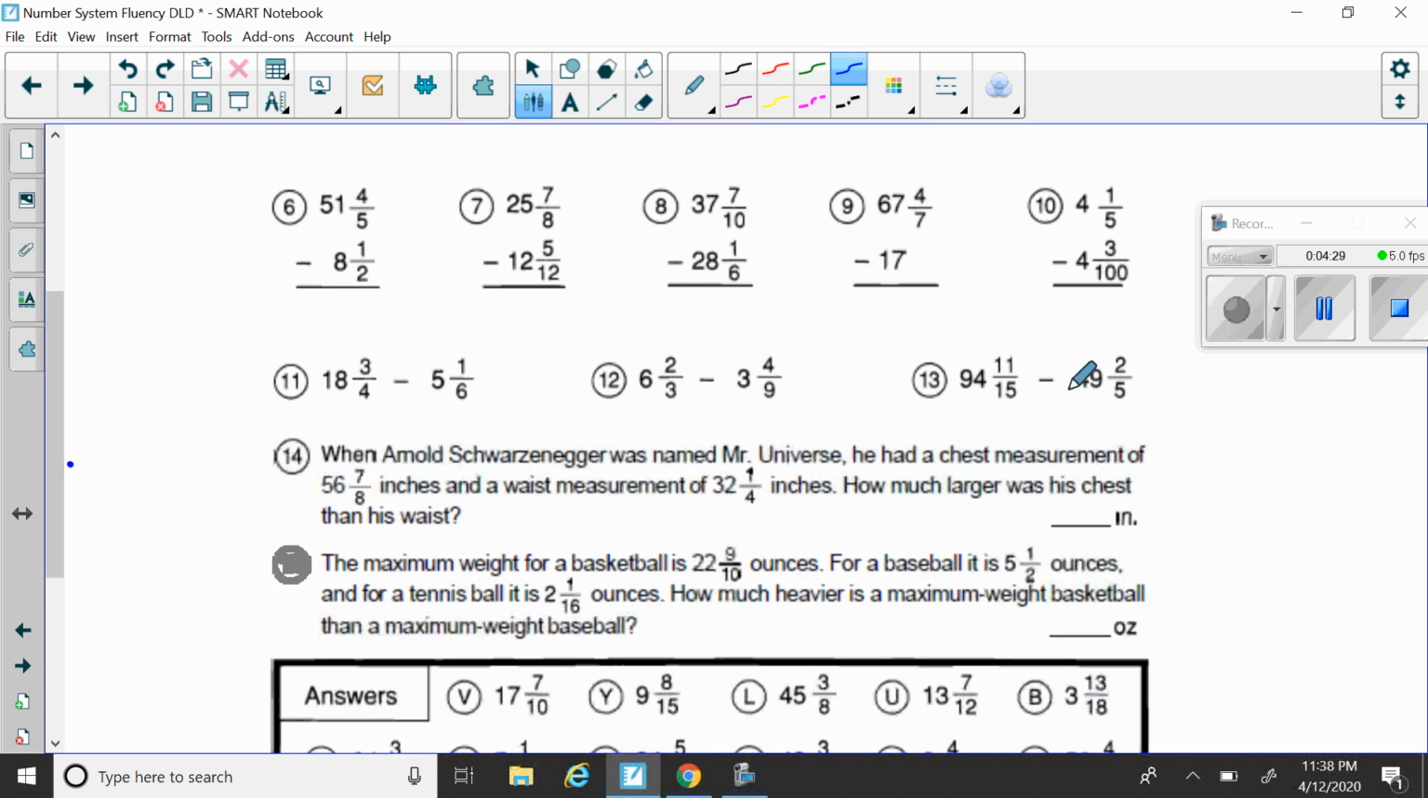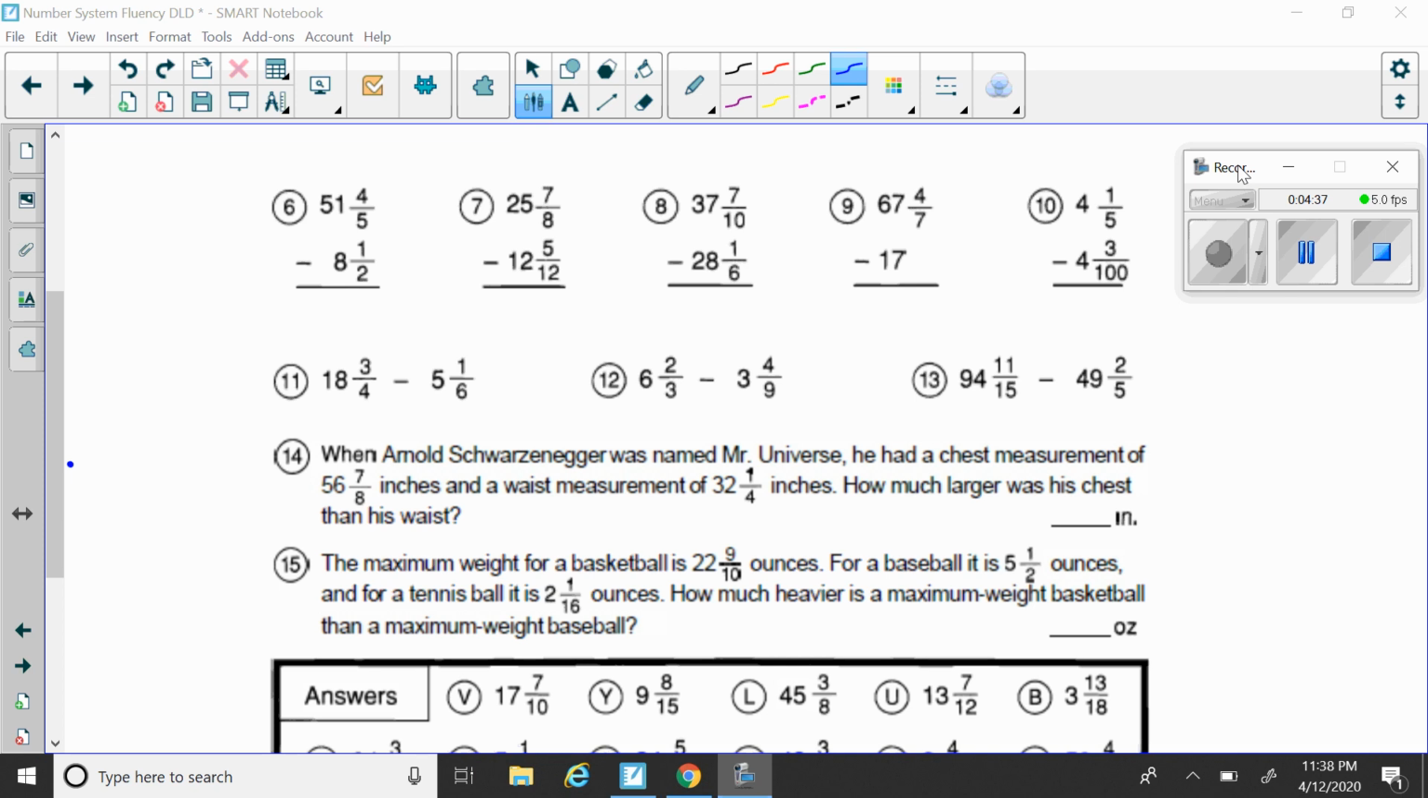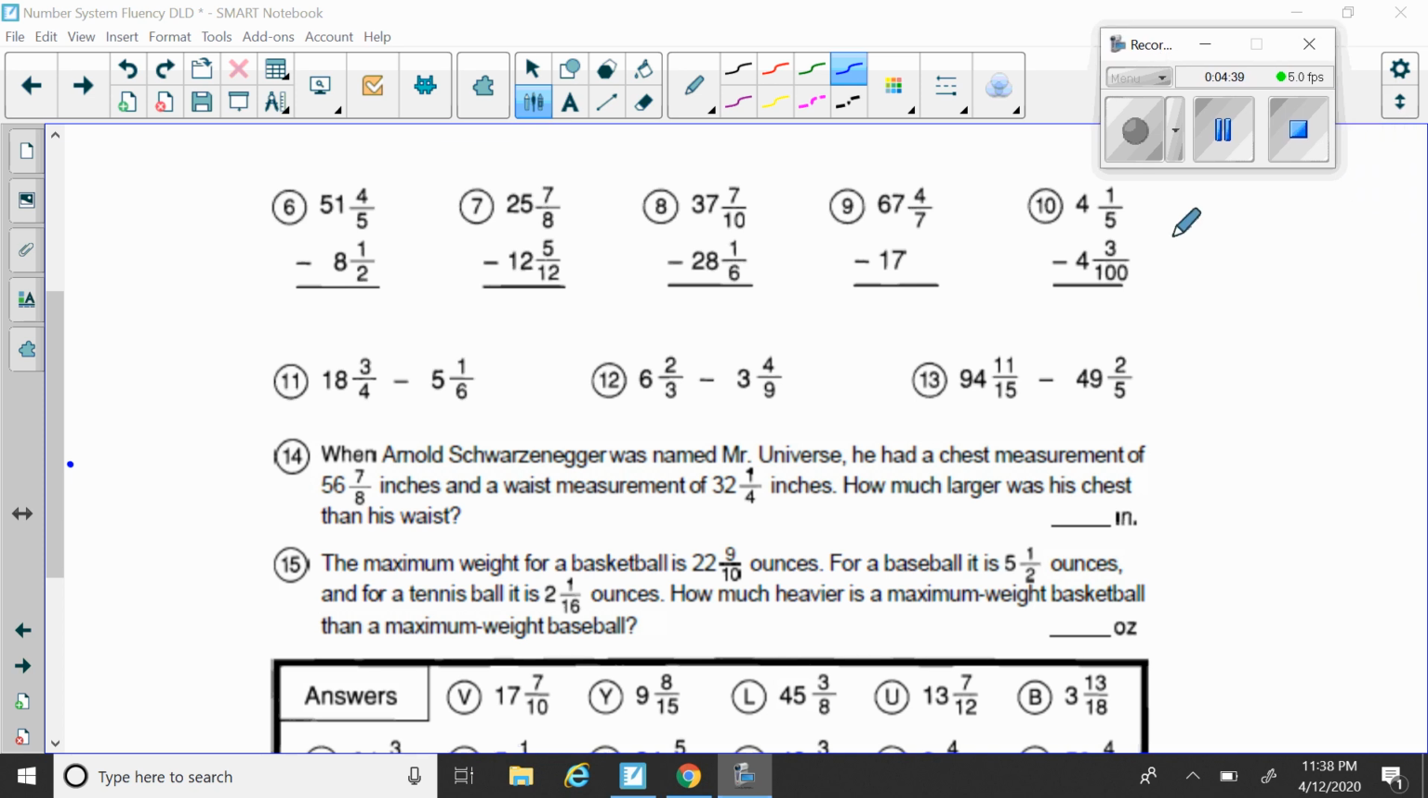Let's do this one right here. 94 and 11/15 minus 49 and 2/5. So we want a common denominator here. 5 does go into 15 3 times, so we're going to keep this number the same, and this number is going to become something over 15.